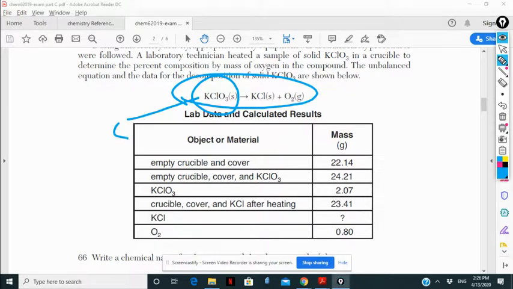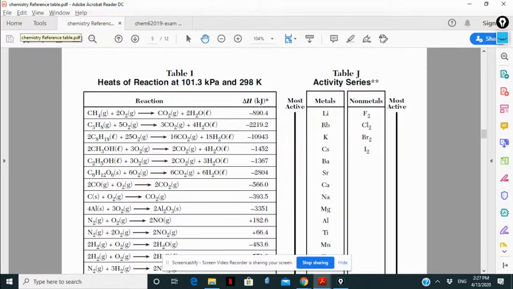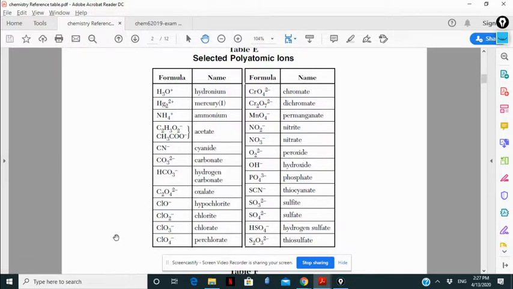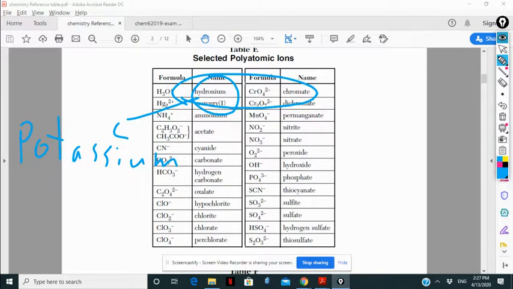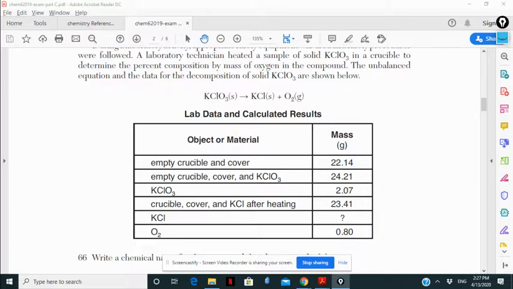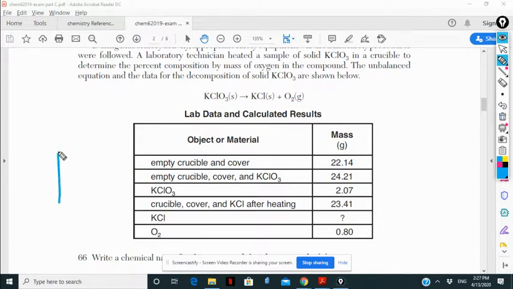I know that K is potassium. The problem is for ClO3. ClO3 is a polyatomic ion. So I'm looking for polyatomic ion ClO3, which is chlorate. Here it is, chlorate. So I'm going to write potassium chlorate. Okay, so the material name that decomposed is potassium chlorate. And now I ask question number 66.